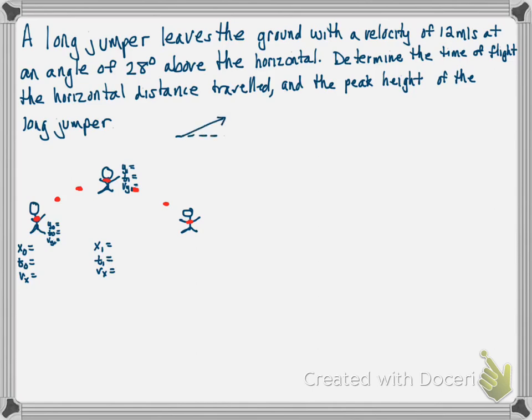Okay, so let's figure out what we have here. We have this vector at an angle, 12 meters per second at an angle of 28 degrees. So 12 meters per second is dictated by how fast she can jump off the ground. We're first going to break that into the horizontal and vertical components. Horizontal would be the hypotenuse, which is the actual velocity, times cosine of the angle. That gives us 10.6 meters per second. Make sure you're in degrees.